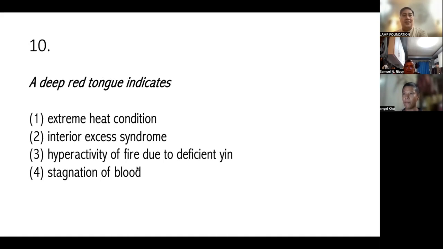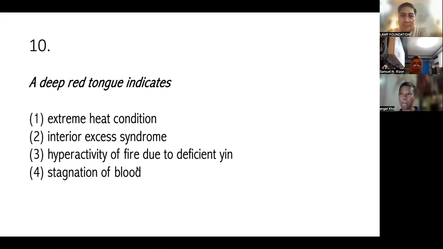Okay, good. Number 10. Number 10 po, a deep red tongue indicates letter B po, Doc, yung extreme heat condition, pati yung hyperactivity of fire due to deficient yin. Kasi yung number 4, ito, stagnation of blood, so purple po siya. Okay, what about number 2? Interior excess syndrome. Hindi po kasi nasabi, Doc, kung cold syndrome ba siya or heat syndrome po ba siya, Doc. Wow. Okay.